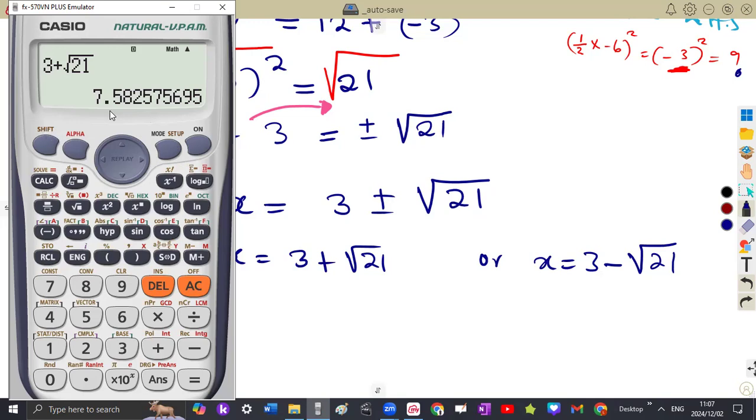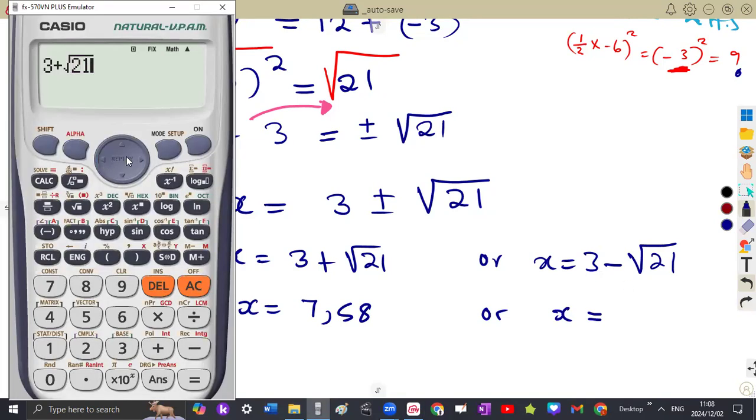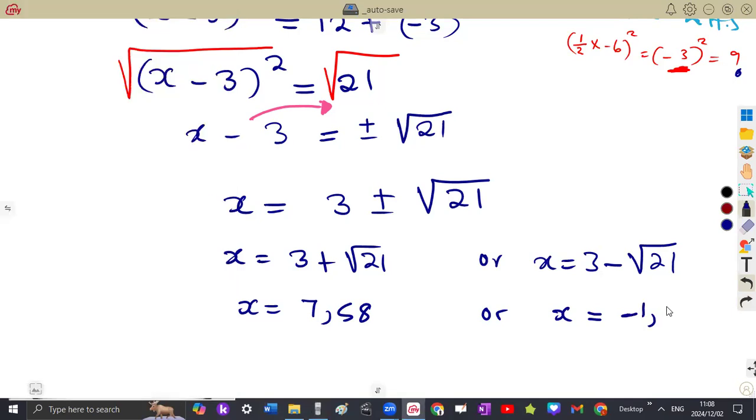You can also fix your calculator to 2 decimal places. That's shift, you go to the setup. Fix is on number 6. Then you press 2 for 2 decimal places. So let's change this. It's 7,58. As you can see, our answer is already rounded off to 7,58. Or the other x is going to be what? A negative value. Let us change this to a negative. Sorry for that, this issue of network sometimes. So that's a minus 1,58.